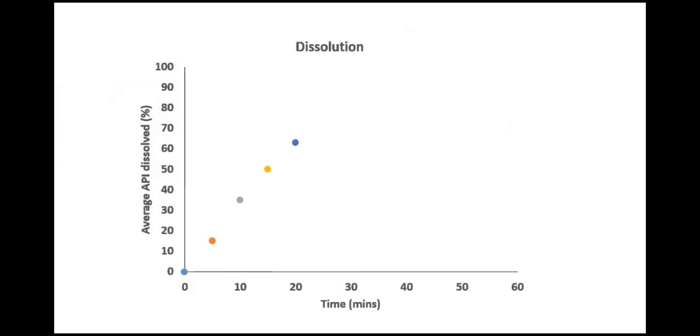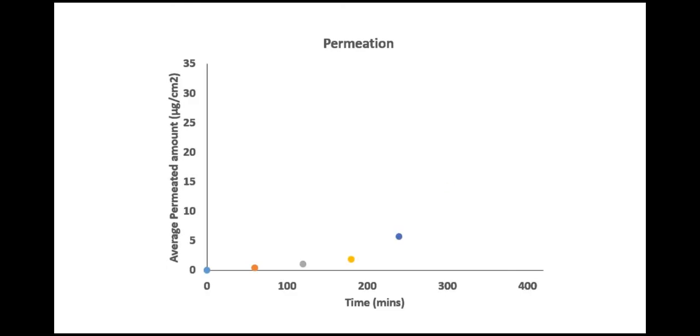The dissolution data can be plotted as percent API dissolved with respect to time. The permeation data can be plotted as average permeated amount with respect to time.